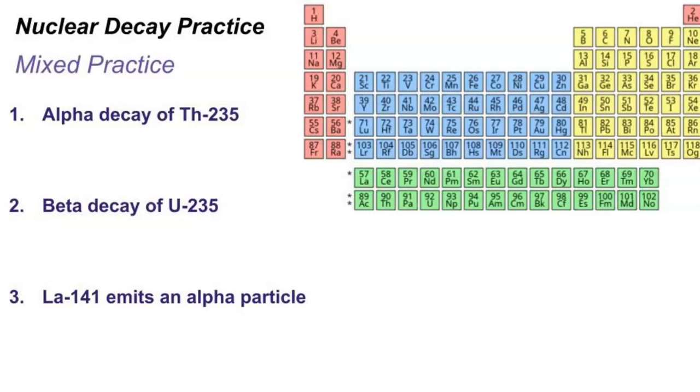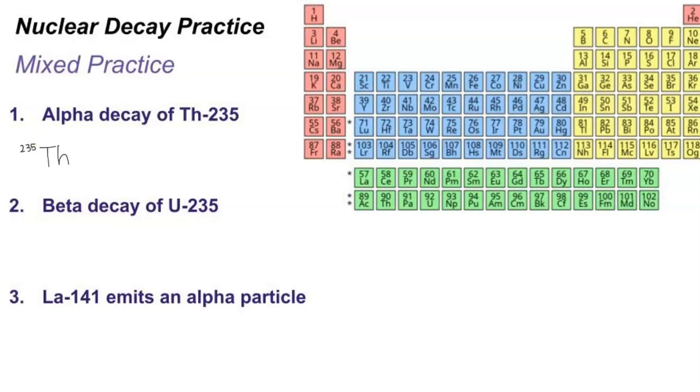So moving on to the mixed practice, the first problem is alpha decay of Th-235. We want to start by writing out the full nuclide notation for that isotope. I will start with Th, the chemical symbol, and then I'll put my mass number 235 at the top, and I need to look up the atomic number.